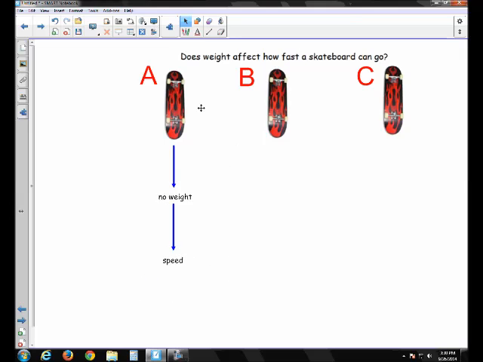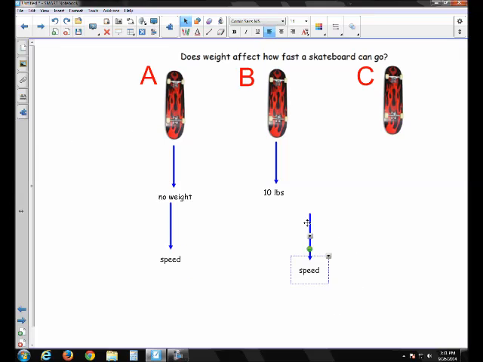And then let's take our second skateboard B, and let's add 10 pounds of weight to skateboard B. And we're going to do like skateboard A, and we're going to measure its speed also. And then we'll take skateboard C, and instead of 10 pounds, let's make it 100 pounds. And again, we're going to measure the speed of that skateboard also.